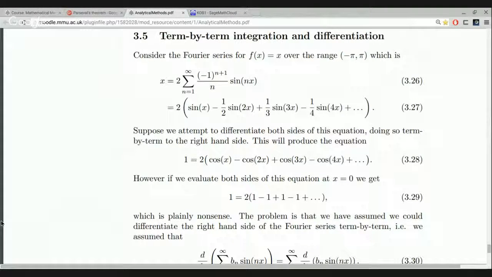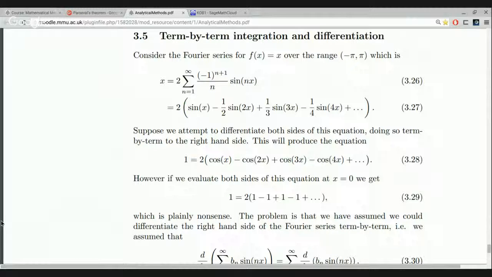Okay, but first, if we look at the notes on page 66, there's a little argument that's laid out here in chapter 3.5, and it's a wrong argument. It's a wrong argument to introduce what we're going to talk about today. So let's have a look at it.